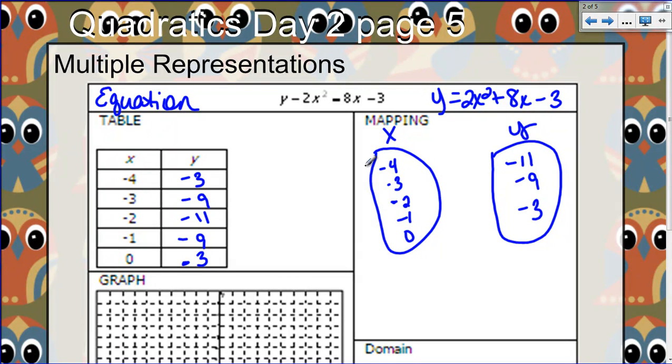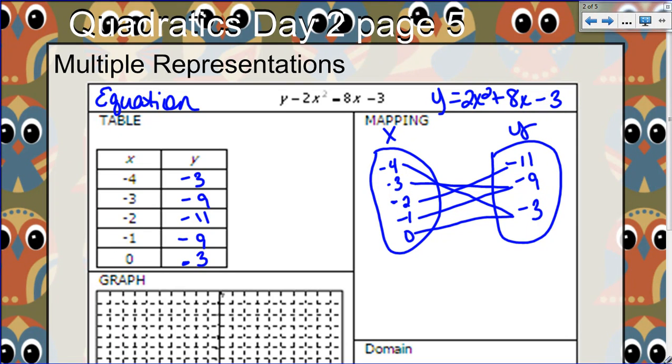What goes with what? Well, the -4 goes with this -3. The -3 goes with -9. -2 with -11. -1 goes with -9. And 0 goes with -3. And so that's what my mapping would look like. It just says map this number to that number, just like a little guide.